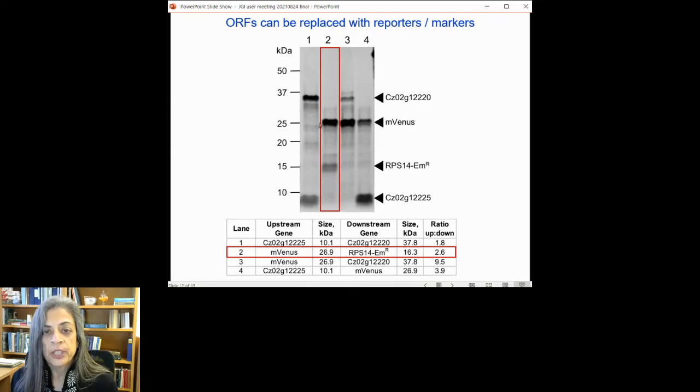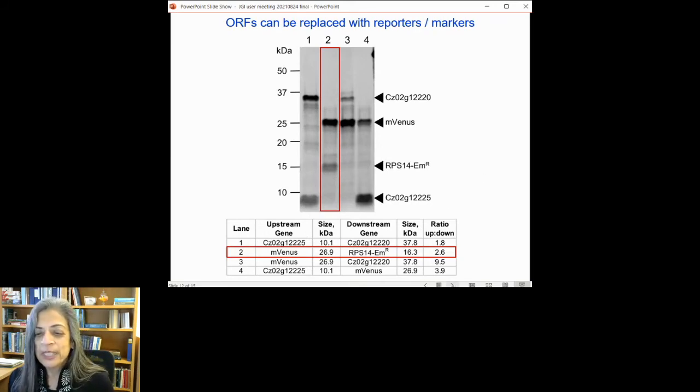And if you just look at lane 2 here, you can see, in fact, that in vitro, we could synthesize reporter and selective markers using the sequence context of the polycistronic messenger RNA. So all of this was very useful.